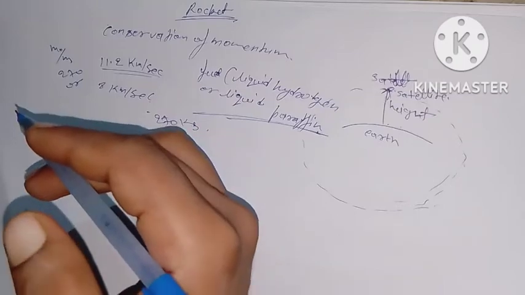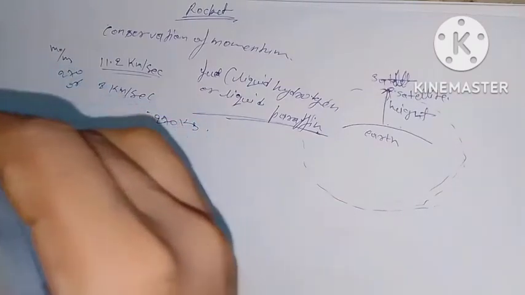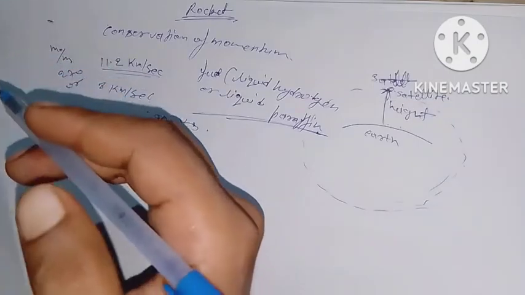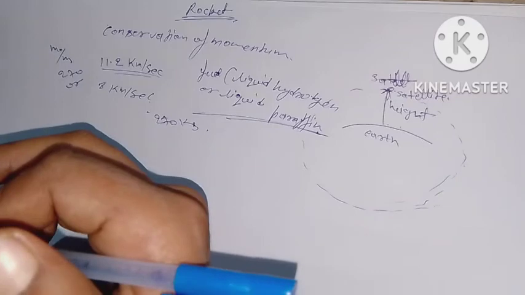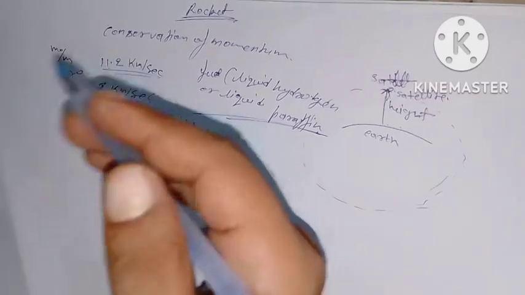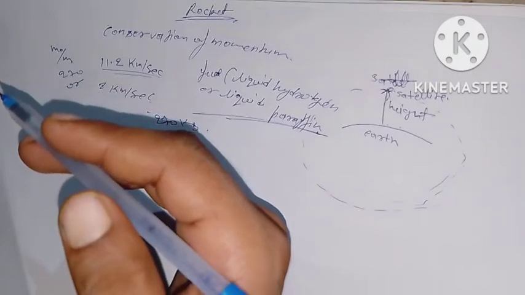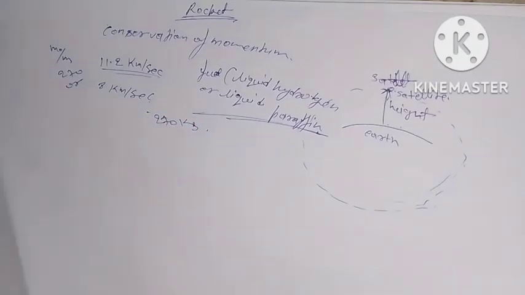Okay, to derive the relation for propulsion, let us suppose that the rocket along with its fuel has mass capital M and is moving with velocity capital V at any instant. Let this velocity be considered with respect to some inertial frame.